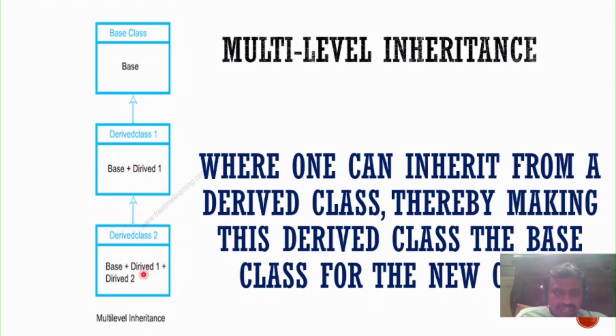Now this derived class 2 is going to contain the base class properties as well as derived class 1 plus derived class 2. Now the derived class 2 will contain all the properties pertaining to base class, derived class 1 and derived class 2. Now let us see the definition of multi-level inheritance, where one class can inherit from a derived class, thereby making this derived class the base class for the new class. So that is the concept of multi-level inheritance.